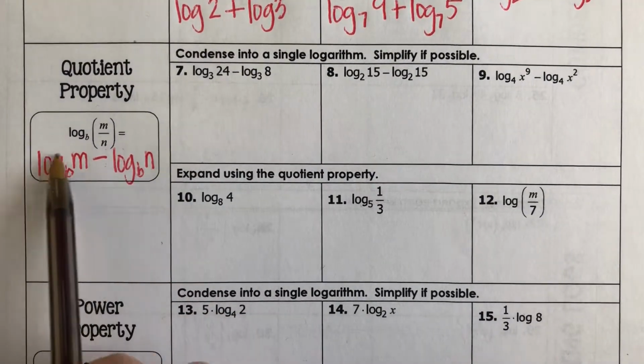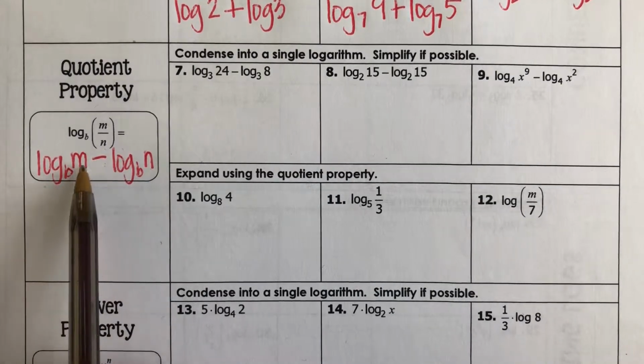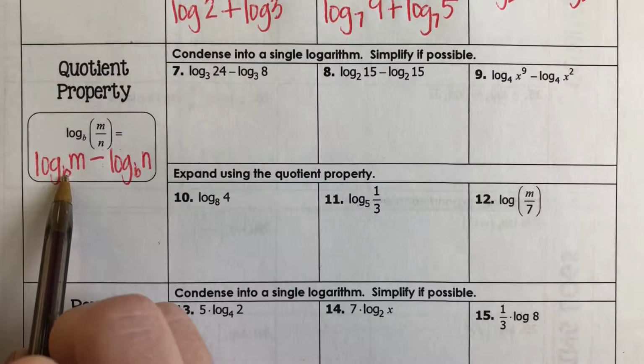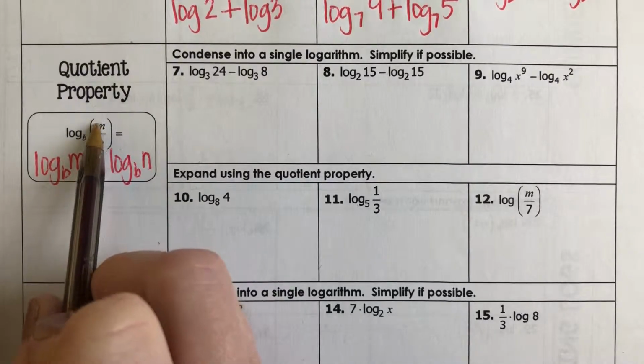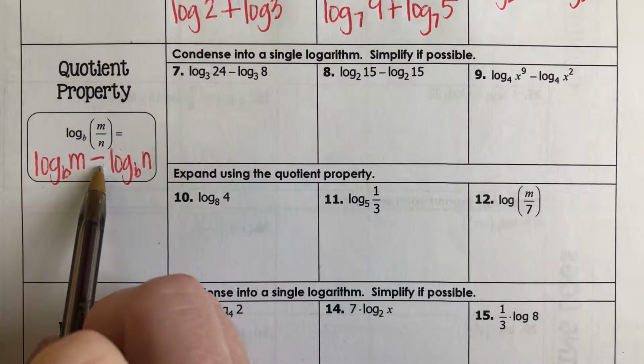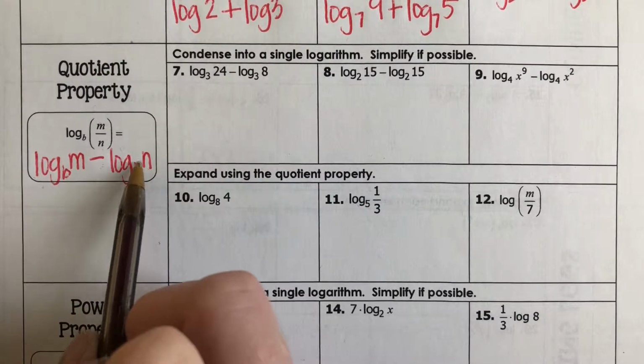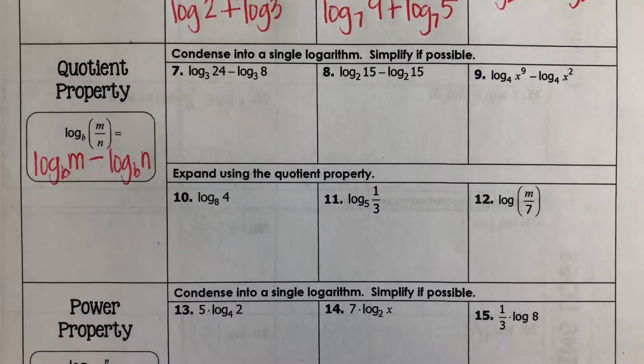Now, if I'm condensing, and we'll see that in just a moment, anything that follows a positive logarithm goes in the numerator, and anything that follows a minus or a subtraction sign is going to be put in the denominator.